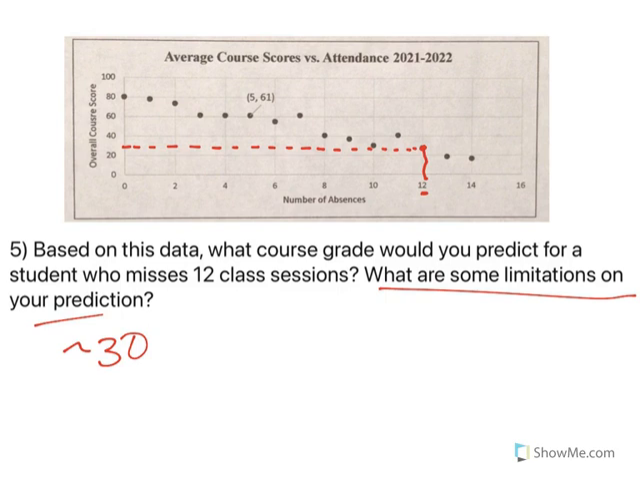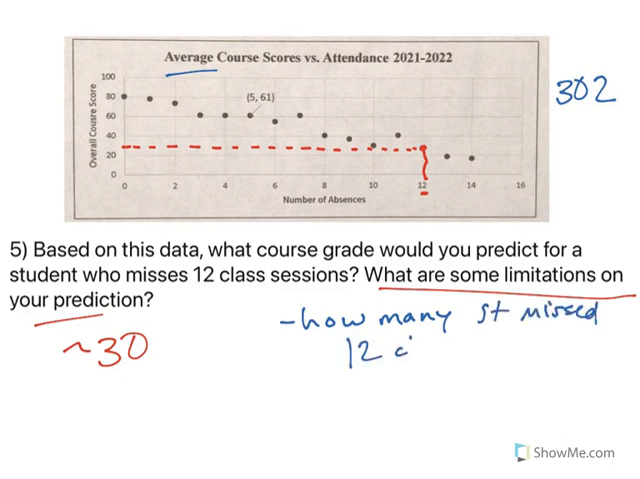One, remember, 302 students are in this, and these are the average course scores. So how many students missed 12 classes? We don't know. This could be one student. And if that's one student, is this really good data? You need a decent sample size, and 302 is a decent sample size, but how many actually missed 12 classes? We don't know. Also, were there other circumstances for this student?